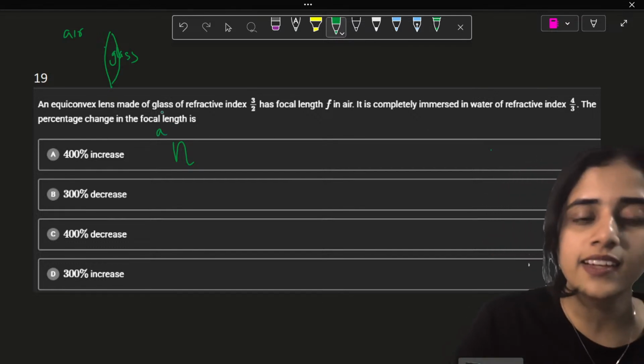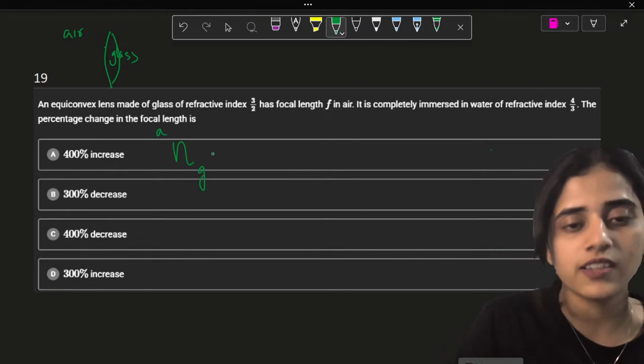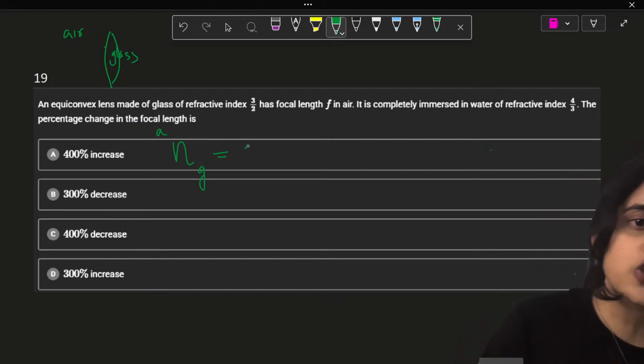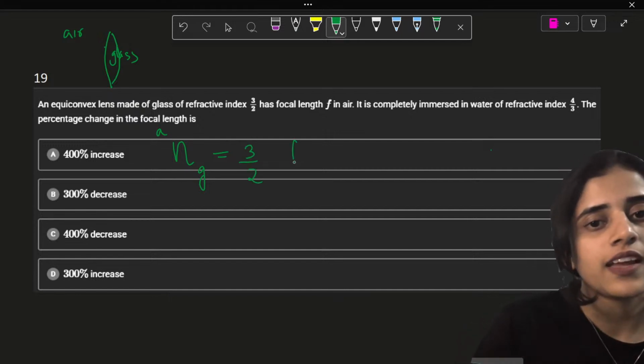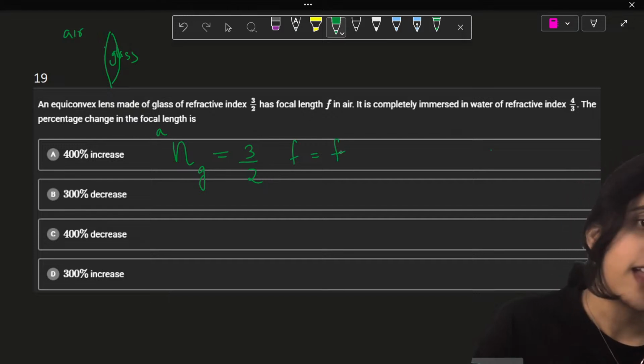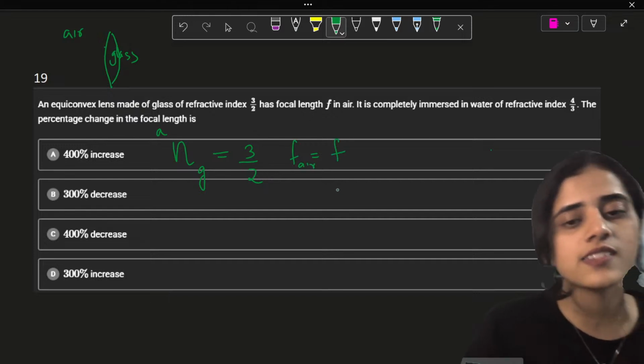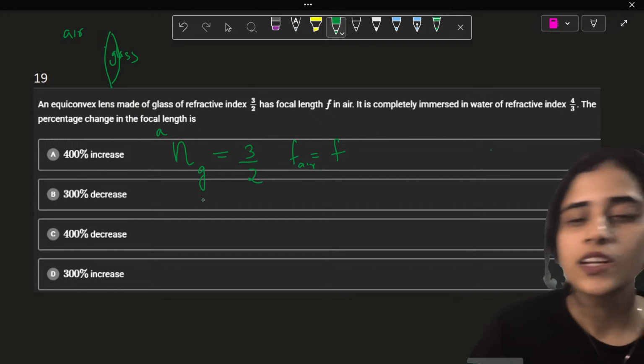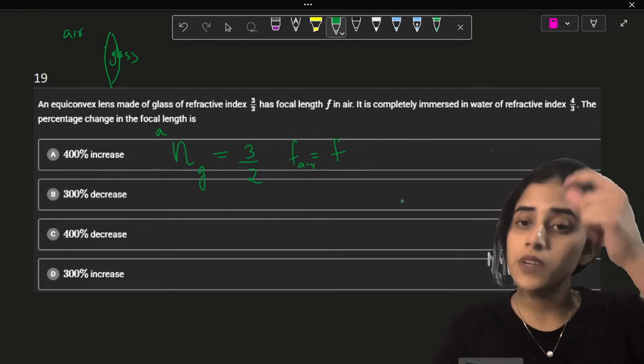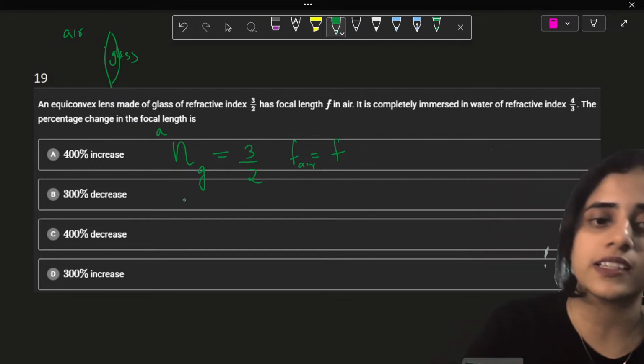So I will put A here and G here. N air to glass is how much? 3 by 2. And focal length in air is F. This much is given to you. What else is given? When it is immersed in water, the refractive index is 4 by 3.